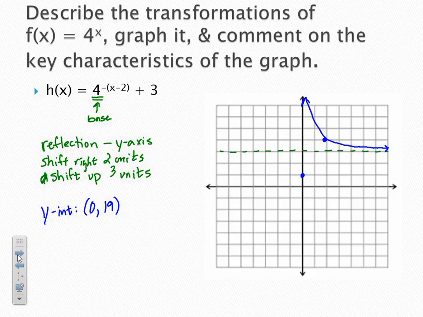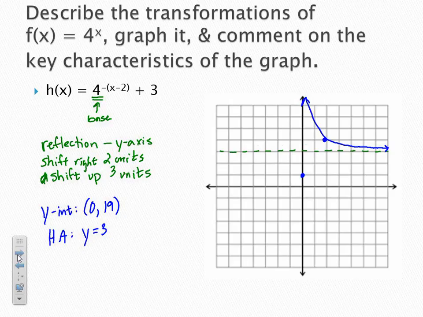Okay. Now notice we didn't need to plot a table of values. We looked at our transformations. We found our new y-intercept, and that was enough information for us to sketch the graph. Now let's comment on a couple of key characteristics. We have our y-intercept identified already. We already applied the transformation to the horizontal asymptote, so we can make note of what that is. Our horizontal asymptote is sitting at the line y equals 3.